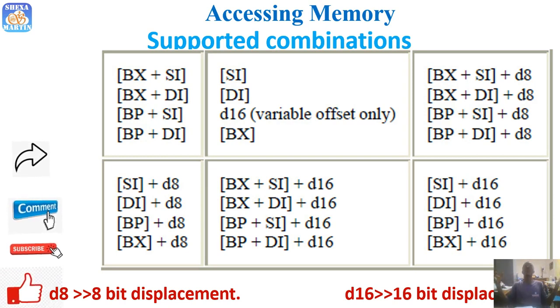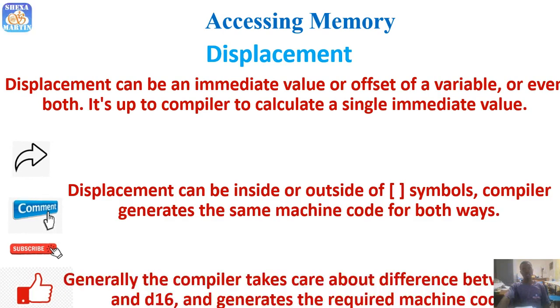You may use only one of these four registers, BX, BP, SI, DI. You may choose one, or you may choose a base register and an index register and add them. That's your choice. You may also use the combination and then add either an 8-bit or 16-bit displacement. That's your choice. Now let's look at how to remember all these combinations.